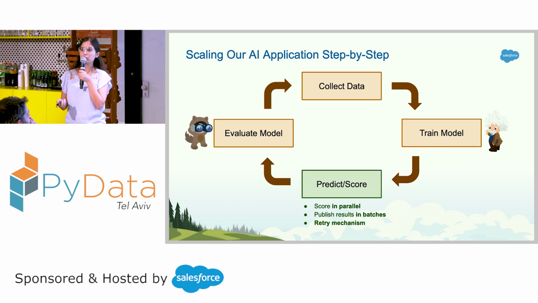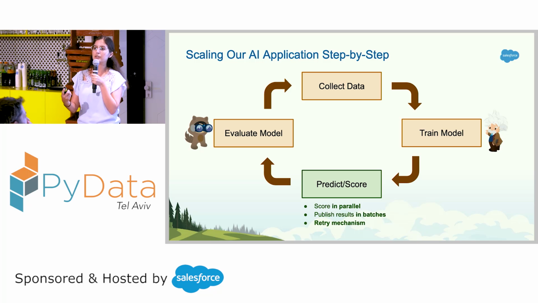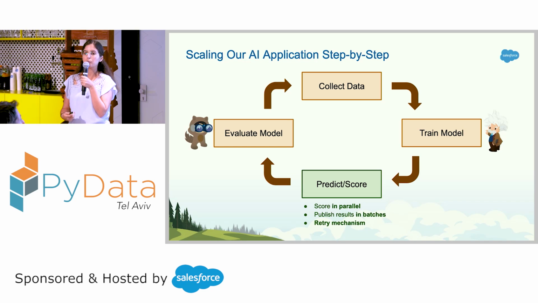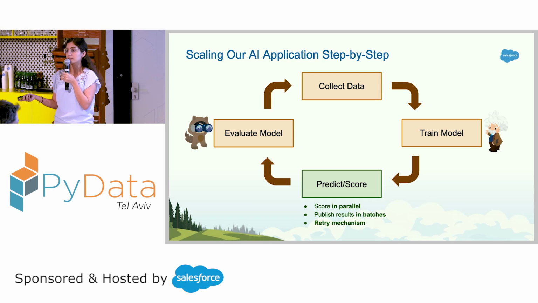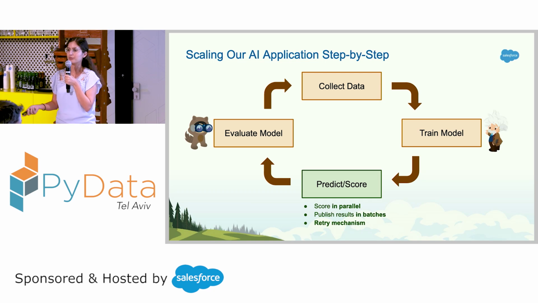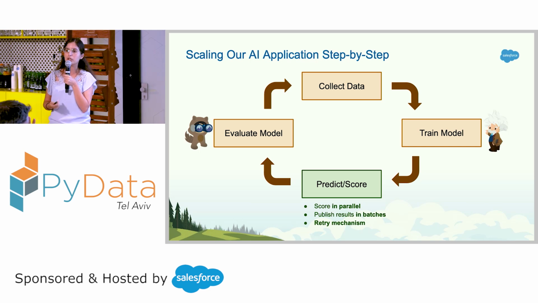Moving on to the prediction phase, when we score our leads, when we provide the prediction, we do that in parallel. And again, we upload the results in batches. And when you upload massive amounts of data, you have to have a retry mechanism in place because there will be failures. It won't work if you don't have a retry mechanism.